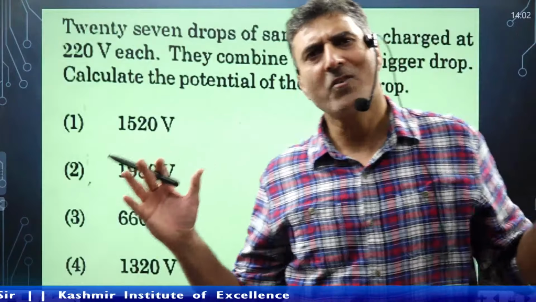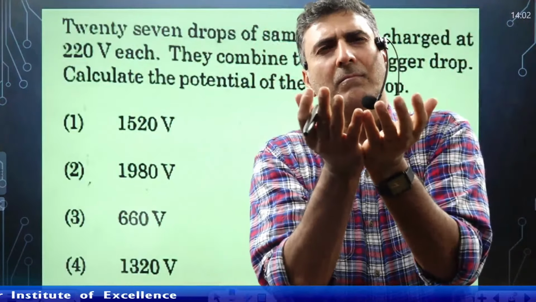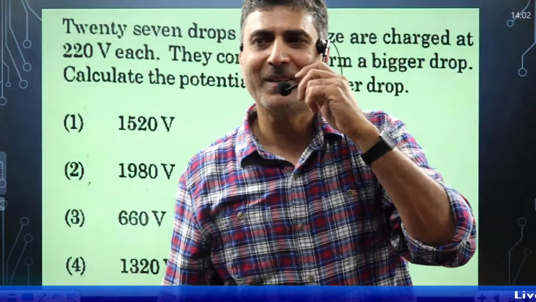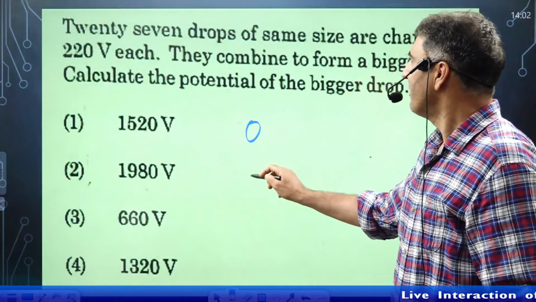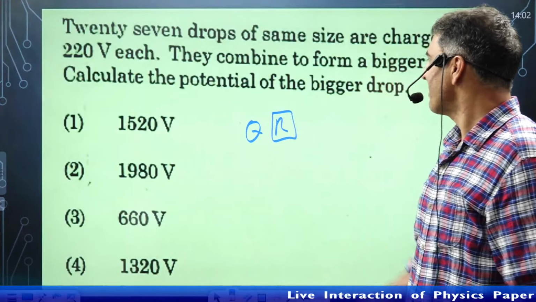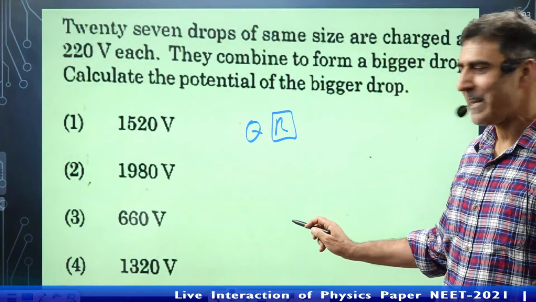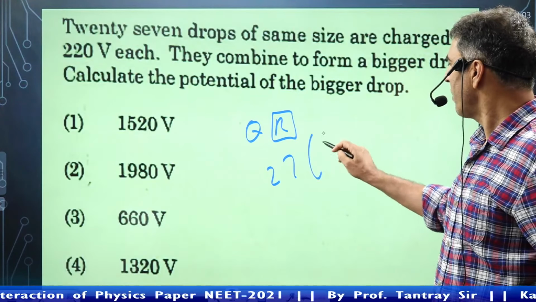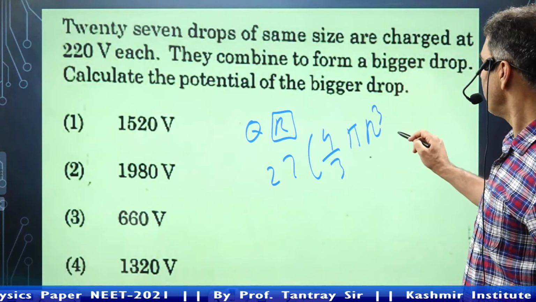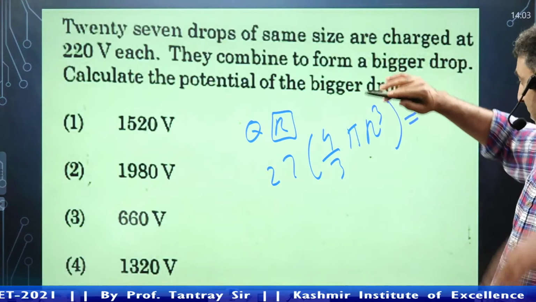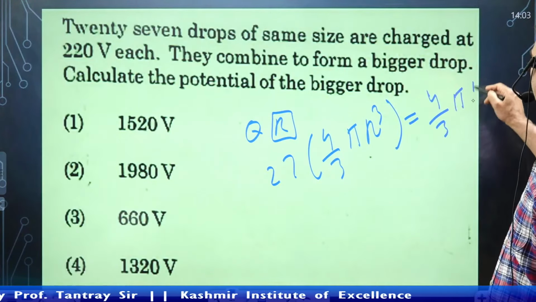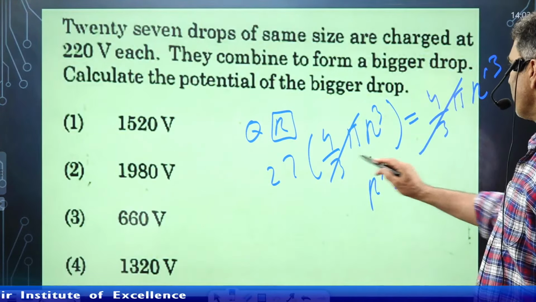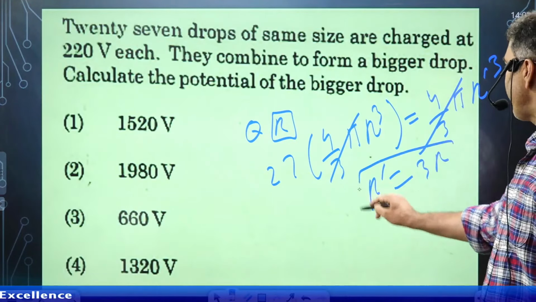Well, you must know when your drops combine, what remains constant? Charge is conserved, and volume. So it can be done on that concept. Little drop, its radius is R, let me suppose. How many drops combine to form the big drop? 27. So the volume of the 27 drops is 27 times 4 by 3 pi R cube, equal to the volume of a single big drop, 4 by 3 pi R prime cube. This cancels off, so R prime is equal to cube root of 27 times R, that is 3R.